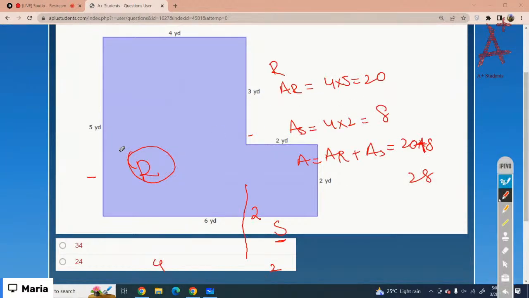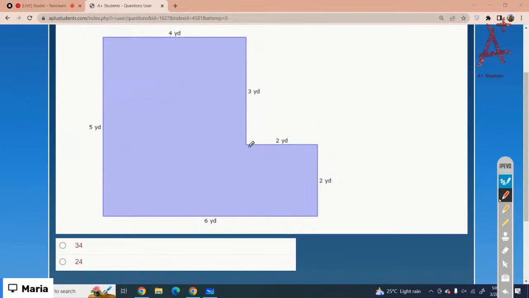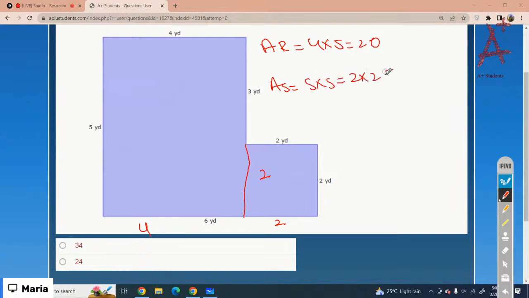5 times 4 is 20, and side times side. Sorry, the area of the square must be side times side. Let me just do it again. This one is 3, this is 2. This is 2 and this is 4. So the area of the rectangle is 4 times 5, that would be 20. And the area of the square is side times side. It would be 2 times 2, that would be 4.